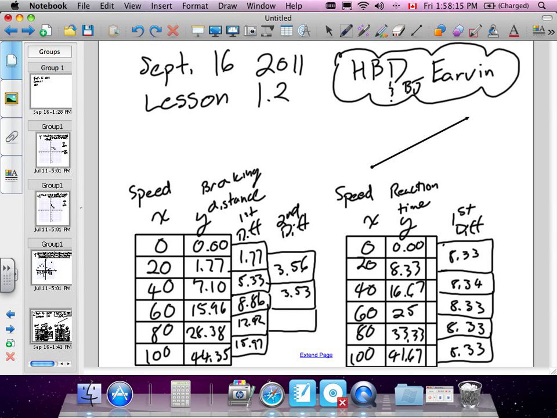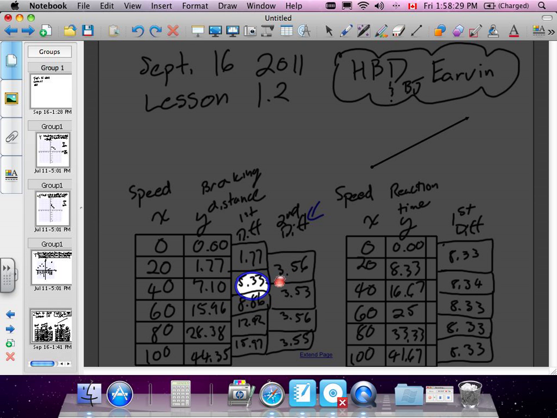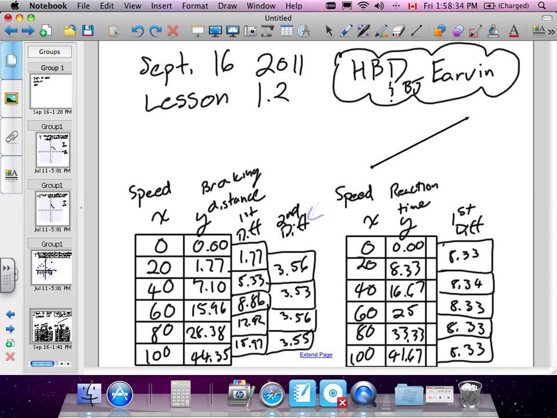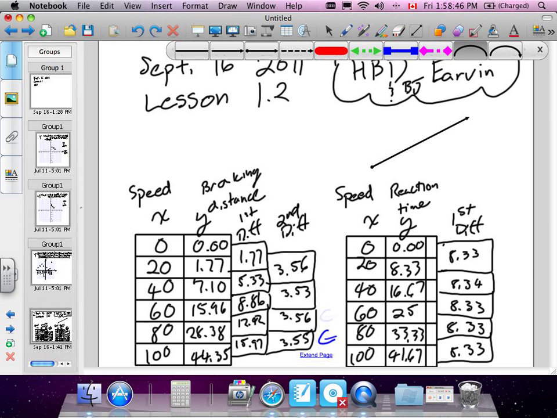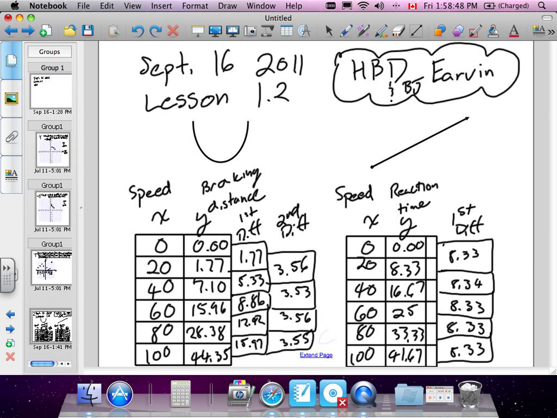These two are 3.56 and 3.55. So, when we look at our second differences, that is this number subtract the number above it, it's actually 3.5. Our differences are approximately the same. Because our differences are approximately the same, that means we have a quadratic function, or if you guys remember, that's what a parabola is. We're dealing with quadratic, okay?